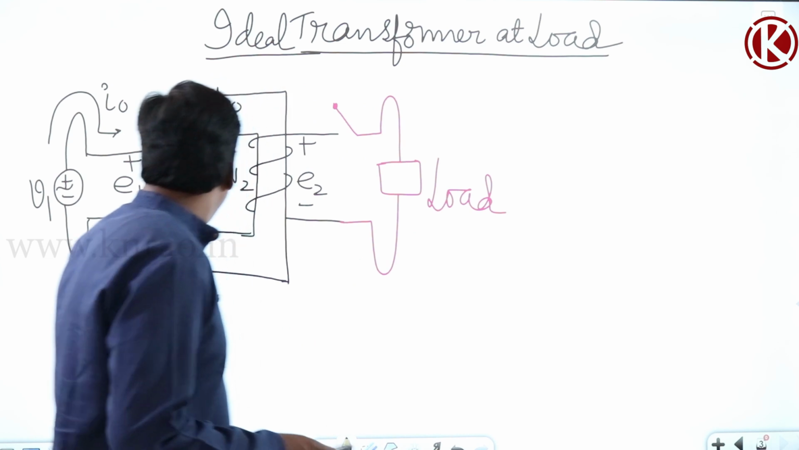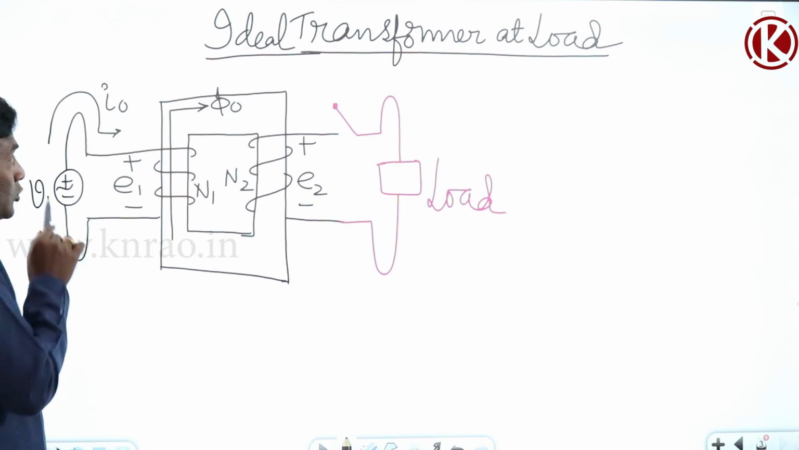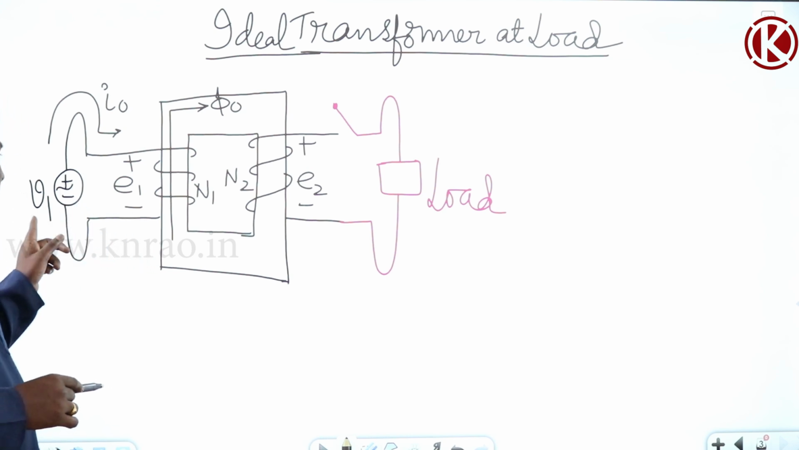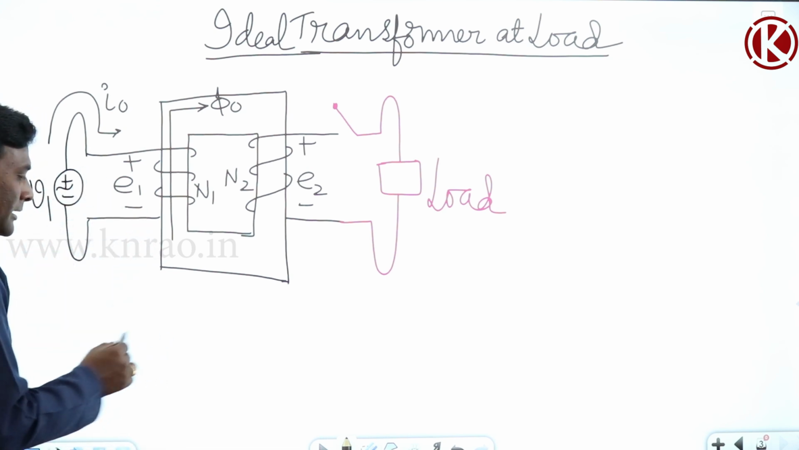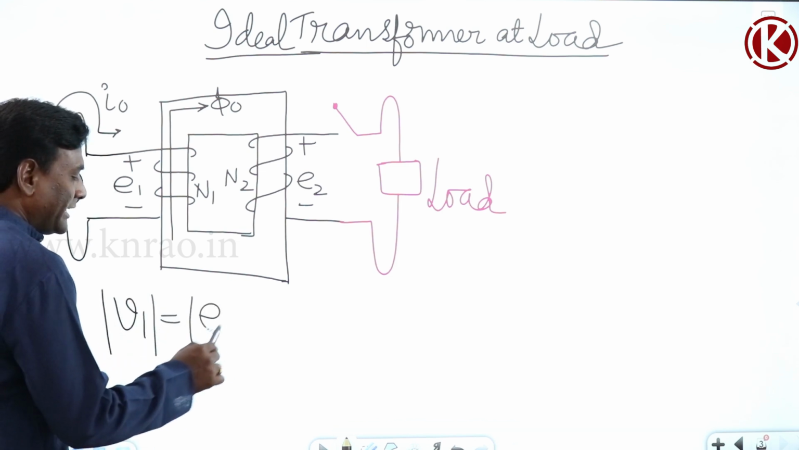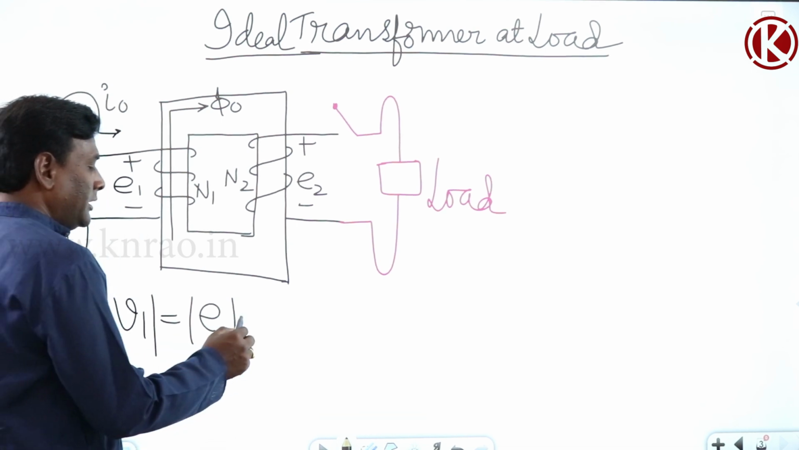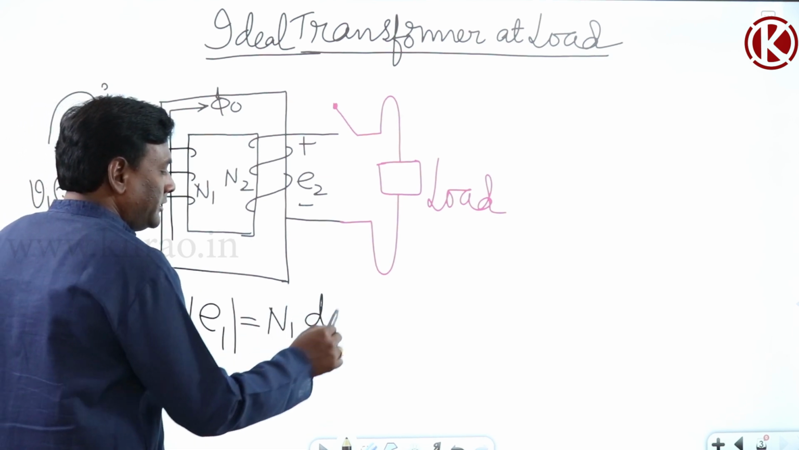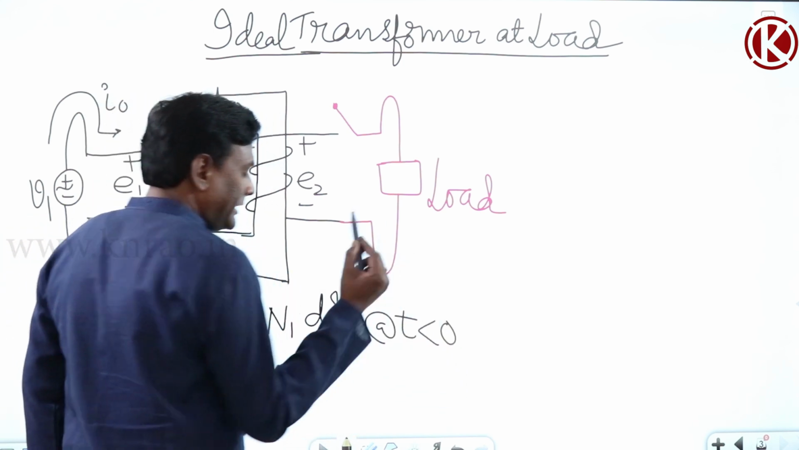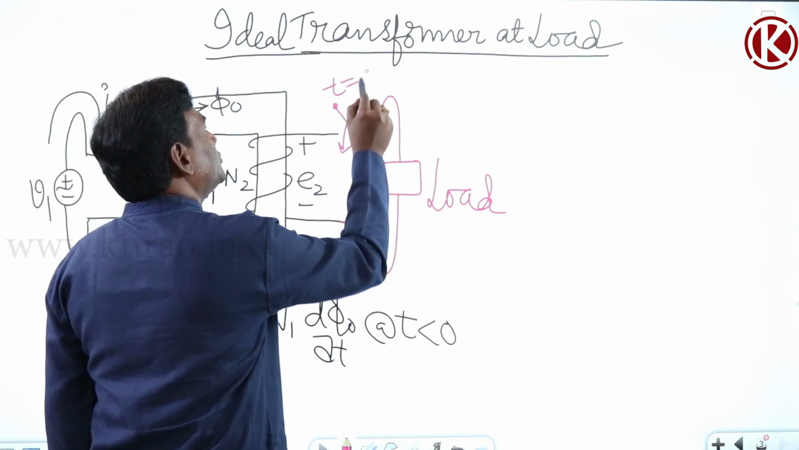Now see here, if V1 is 100 volts, automatically E1 should be 100 volts only. Now V1 equal to minus E1 can be written, or V1 equal to plus E1 can be written. That's a different thing, but I can say that the magnitude of V1 should be equal to the magnitude of E1. Now what is the magnitude of V1? N1 d phi naught by dt at t less than 0, because I would like to close the switch at t equal to 0.